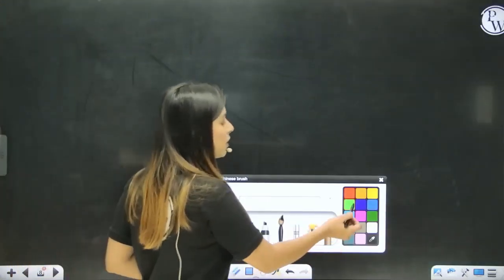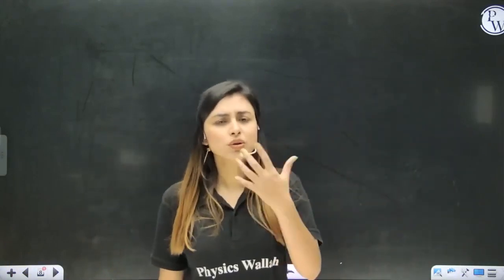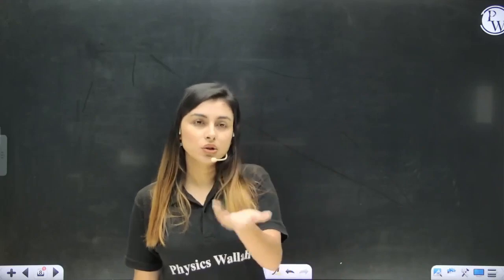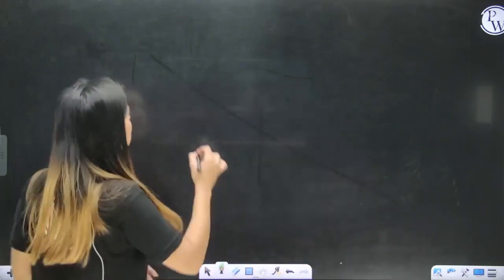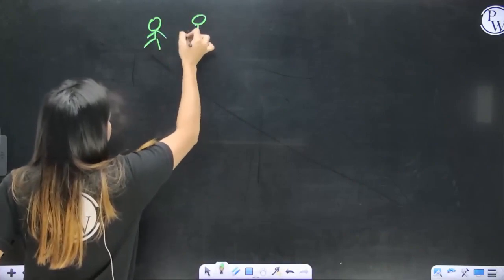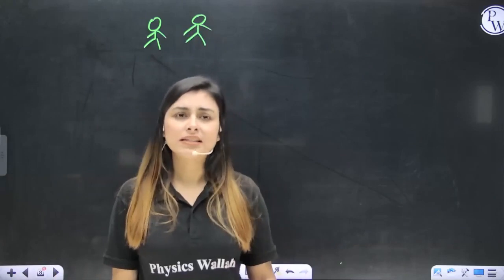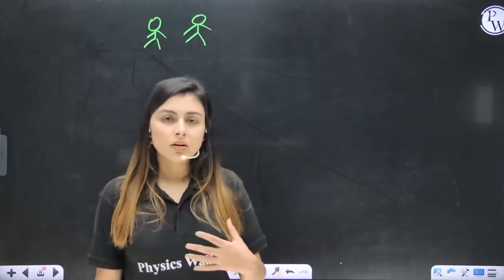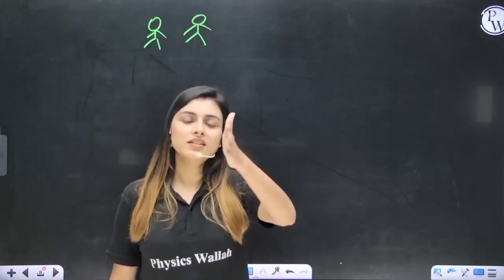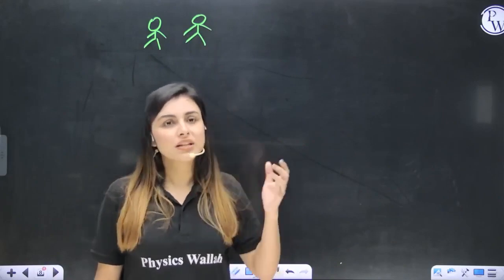My dear students, for that you need to understand a very important thing. You'll take an example. You can consider you and your friend, right? Let's consider a person one and a person two. Now, these two people are standing together. Once, I hope you've played that game, right? Statue. Yeah, you've played that game, right? Statue.